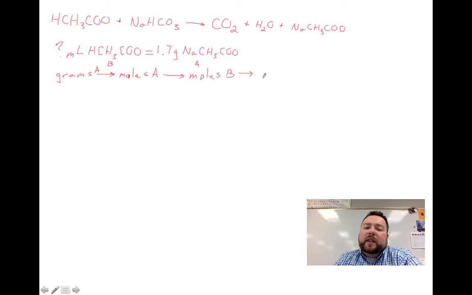Well, you would think that we would get back into grams, but acetic acid is in a solution, so we don't want to use grams. We want to use that solution, so we need to know how many milliliters of acetic acid we will need in order to make this many grams of sodium acetate. So that's what I'm going to put here: milliliters of B.